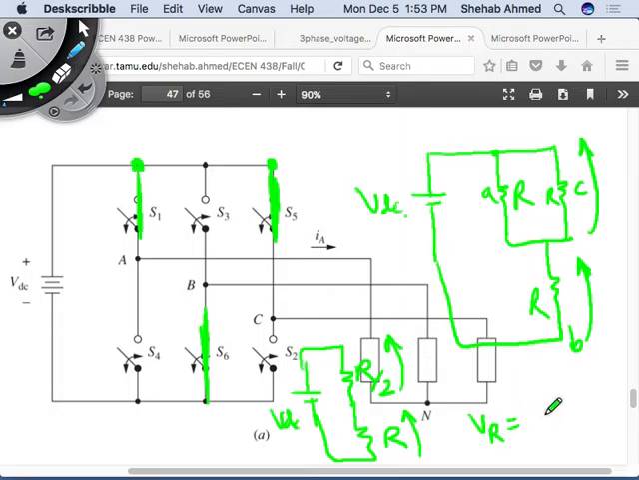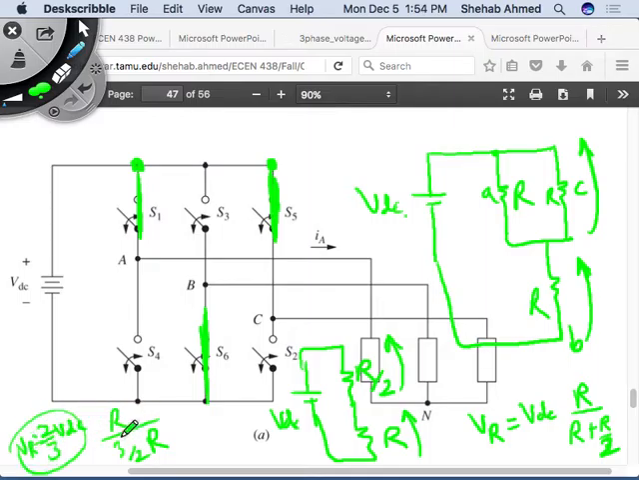VR is equal to VDC times R over R plus R over 2, right? Which is equal to what? R over 3 over 2R, right? So it's 2/3 VDC. VR is equal to 2/3 VDC. We agree? So this is 2/3 VDC. How about this? Just 1/3. If this is 2/3, this is 1/3, because I have VDC here, right?